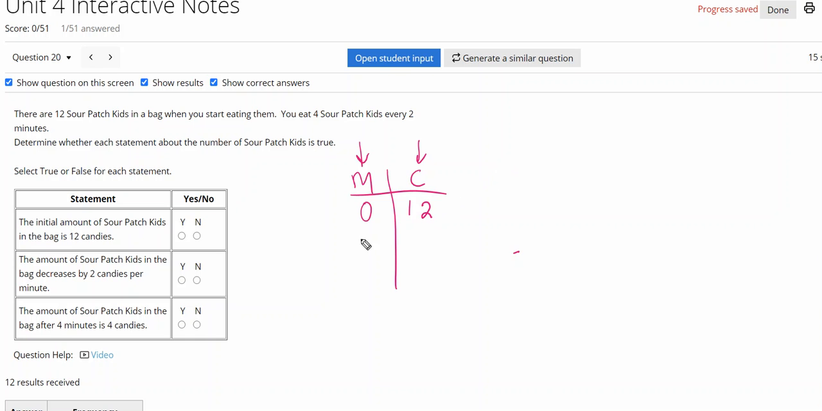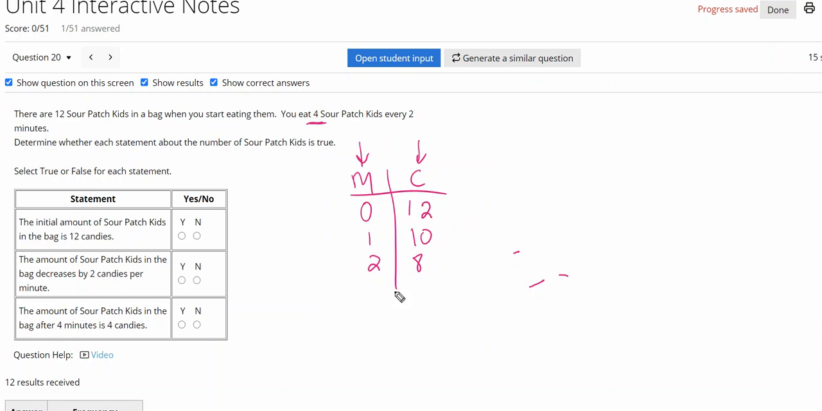Now it might be a little bit tougher, so at 1 minute, maybe I'm not so sure, we will in a second, but after 2 minutes, do you guys know how many would be in the bag now? If you eat 4 Sour Patch Kids every 2 minutes? 8. Yeah, right. You're eating 4 every 2 minutes, so now we'd have 8, right? Anybody have an idea what number we could fill in there after 1 minute? 10. Yeah, it'd be 10, right?